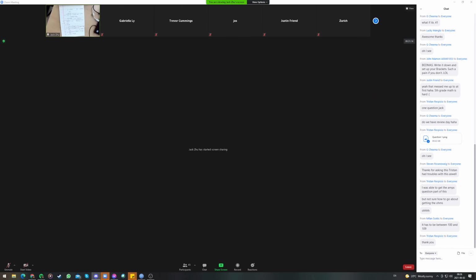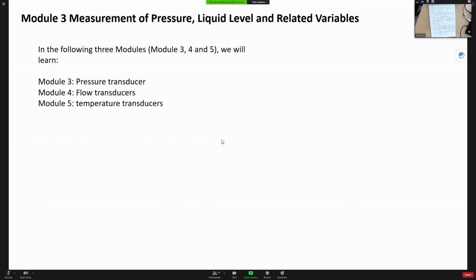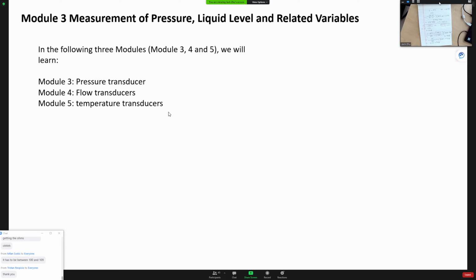Now we get on to, so in module 3, we're talking about pressure transducer. Module 4, we're talking about flow transducer. Module 5, we're talking about temperature transducer. Because there's hundreds of thousands of different types of transducer in there. We try to categorize them based on where we're using them, but it also depends on the different transducer.